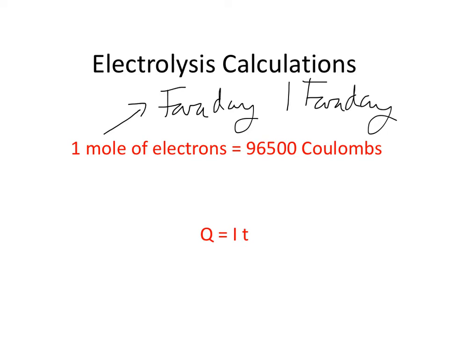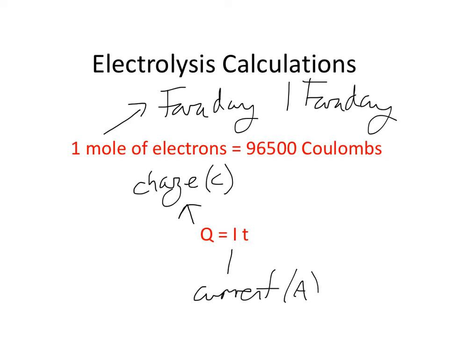This equation crops up in some of the more difficult calculations, and you see this in physics. Q stands for charge, and that is measured in coulombs. I stands for current, and that's measured in amps. And T stands for time, and that's measured in seconds.